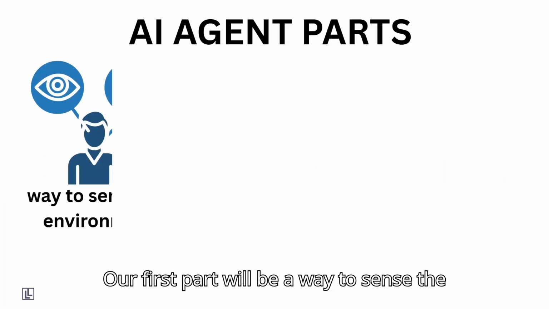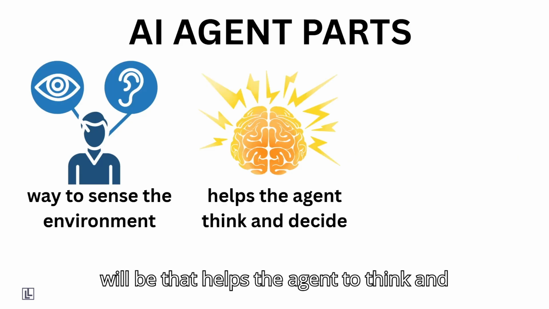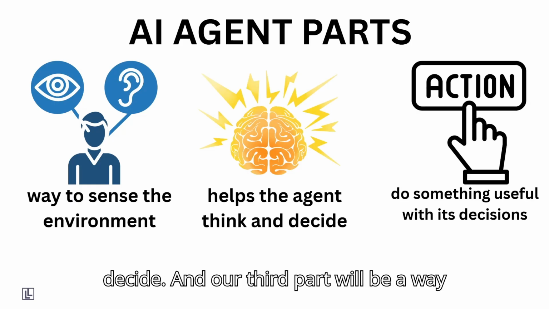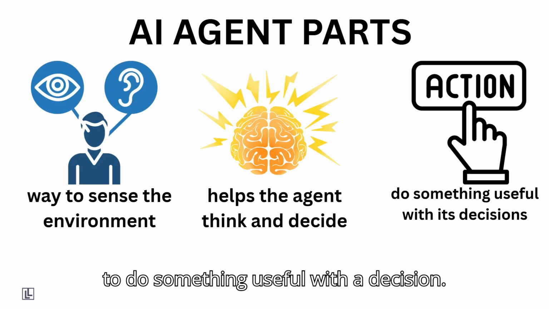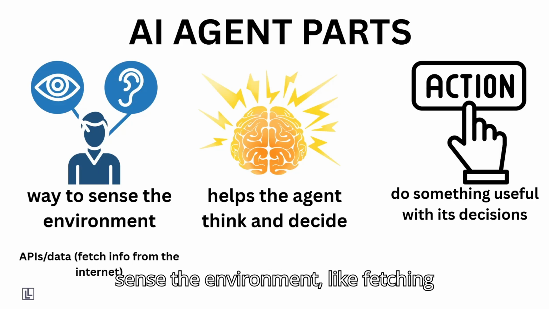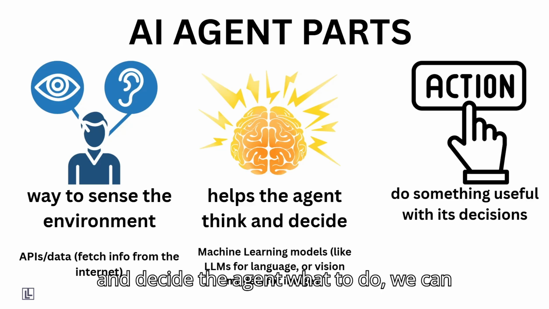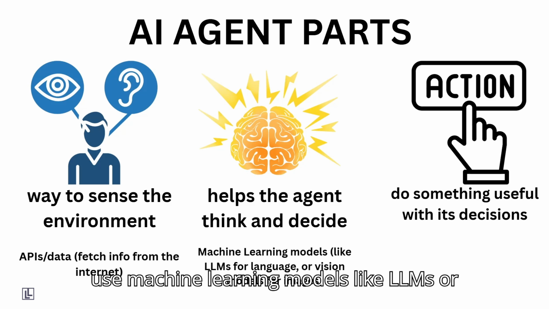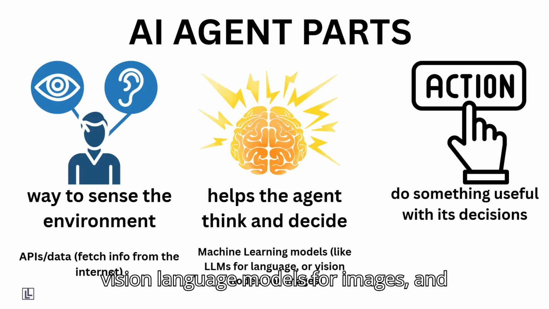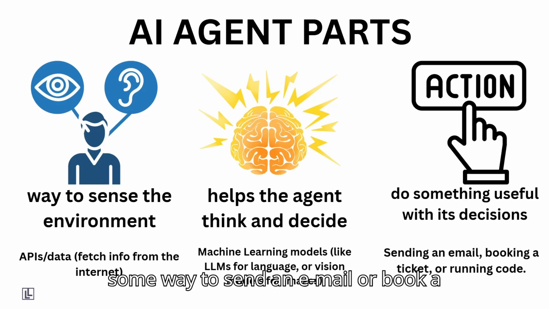Our first part will be a way to sense the environment, our next part will be something that helps the agent to think and decide, and our third part will be a way to do something useful with a decision. We can use APIs and data to sense the environment, like fetching information from the internet. To help the agent decide what to do, we can use machine learning models like LLMs or vision language models for images. And then to perform an action, you can use some way to send an email or book a ticket or run a code.